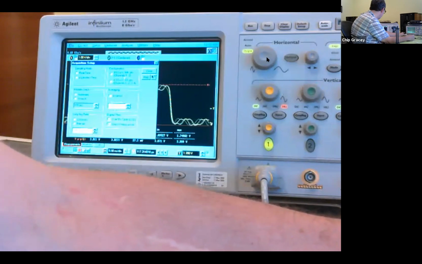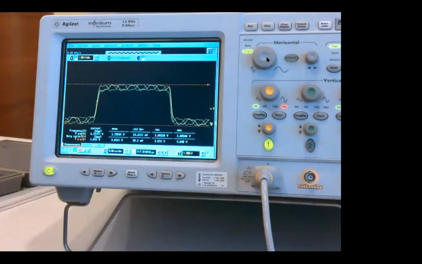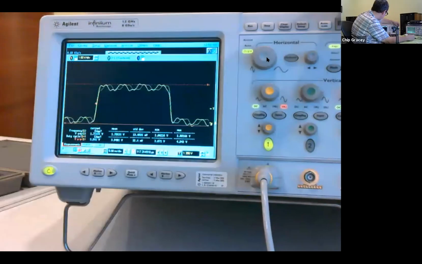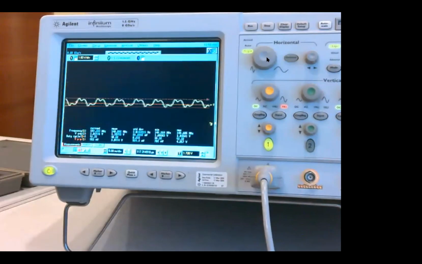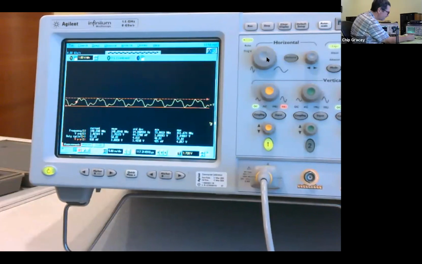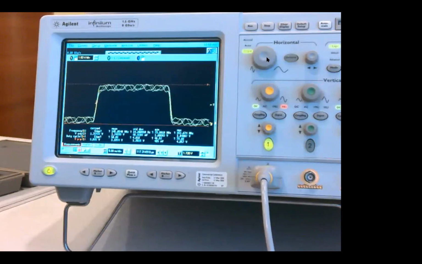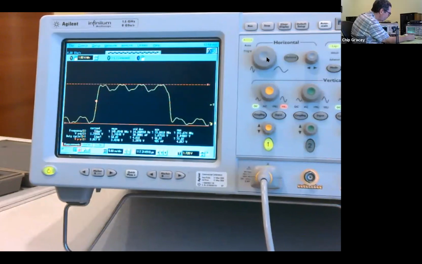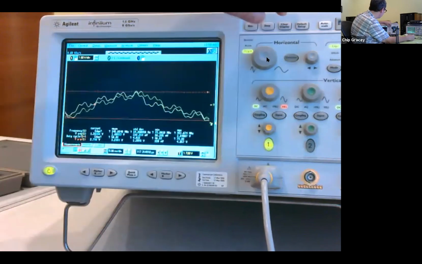Where are you picking the signal to read in the scope? From which point of the circuit? I'm looking at XI, but please look at XO. Oh, okay, so XO is down here.